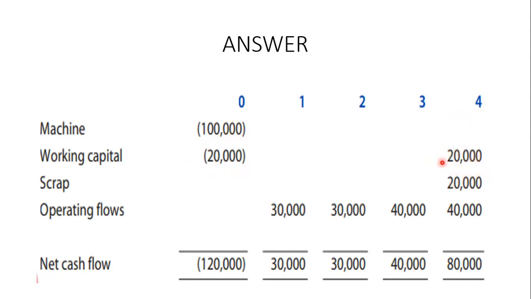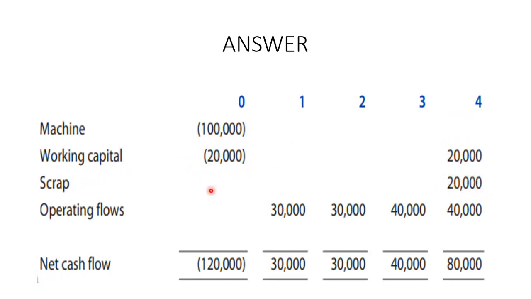And remember, this occurs at the end of the period. So that's why it's in year 4. And we're also told in this question that the scrap value of this machine at the end of the 4th year is going to be 20,000. So you lay that one out. That also is a cash inflow.